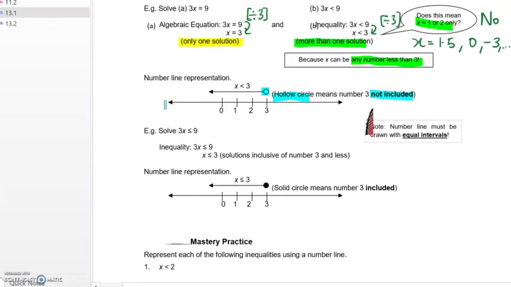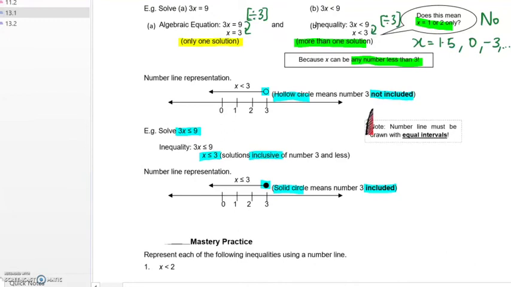Okay, whereas now if we were to look at 3x is less than or equals to 9, and then if you were to solve it, you get x is less than or equals to 3, it means your solution is now inclusive of number 3, because x equals to 3 gives you 3 times 3, it is equals to 9, and 9 is less than or equals to 9. So in this case, you must give a solid circle to indicate that the number 3 is included. Okay, so you need to shade the circle, and everything else remains the same as the number line representation above.